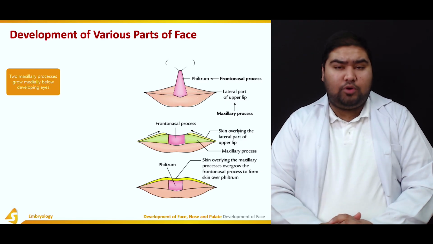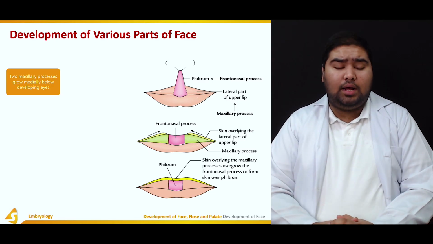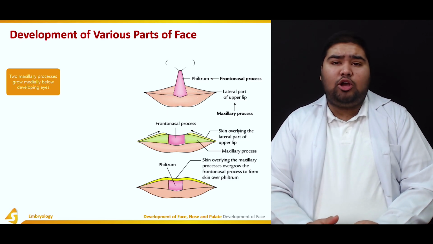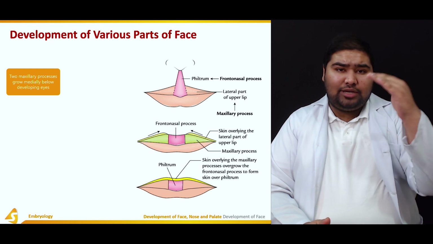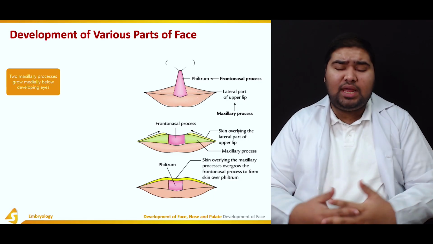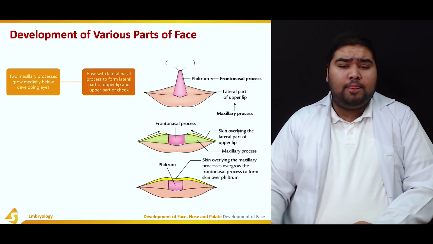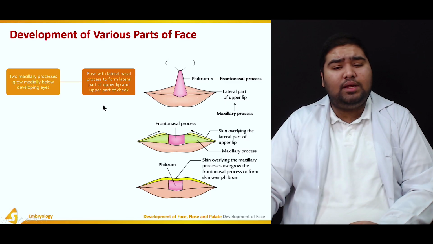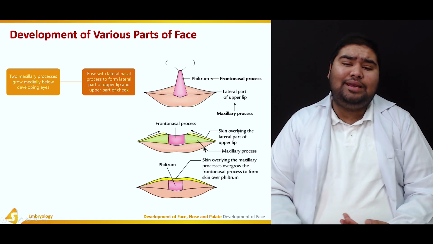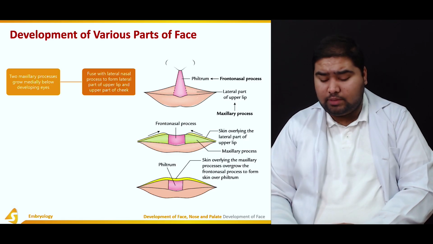The two maxillary processes now grow medially, that is, towards the nose, towards the frontonasal process. And this lies below the developing eye, obviously, because eyes lie anteriorly and slightly dorsally. So the maxillary processes are developing medially to come to the midline and fuse with the frontonasal process. They fuse with the lateral nasal process to form the lateral part of the upper nose and the upper part of the cheek. We have talked about it before.